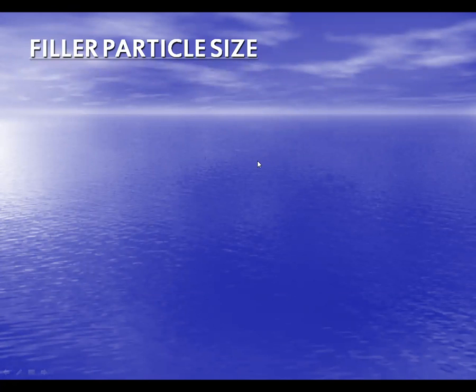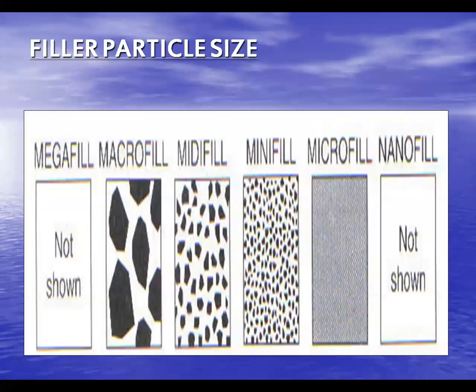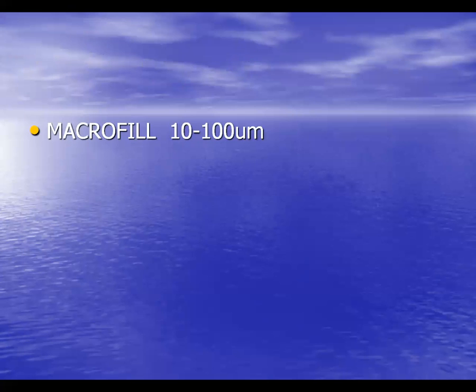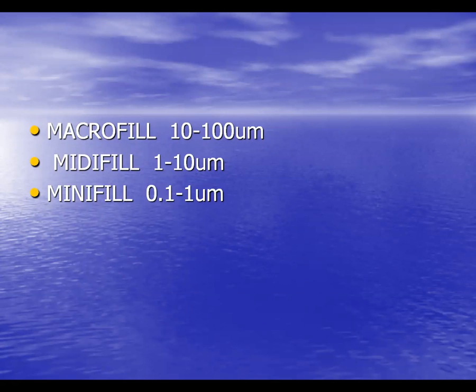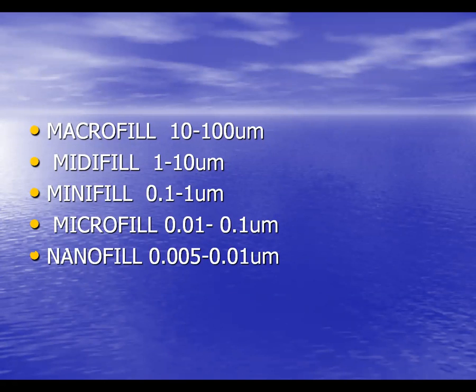Then, according to filler particle size, we have classified the composite into megafill, macrofill, midifill, minifill, microfill, and nanofill. Right. So macrofill, the filler particle size is 10 to 100 micrometers. Minifill particle size is 1 to 10 micrometers. Then in midifill there is 0.1 to 1 micrometer. In microfill it is 0.01 to 0.1 micrometer, and in nanofill it is 0.005 to 0.01 micrometers.